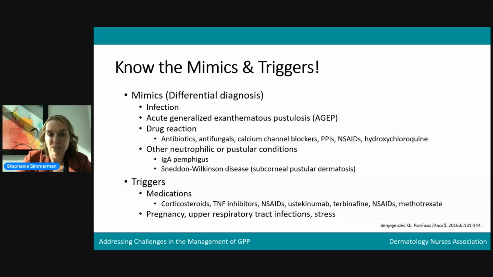A big one that I've seen multiple times are the TNF inhibitors, but also your NSAIDs, your methotrexate, your corticosteroids, and then also knowing pregnancy status. Have they had any recent infections? And then stress levels. We've all seen how significant stress can be on these chronic inflammatory disease state conditions.